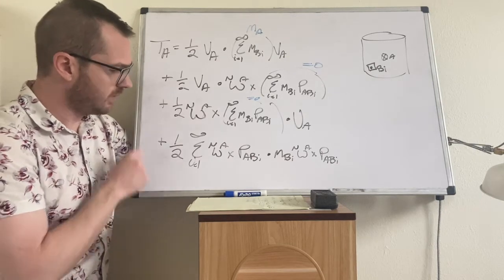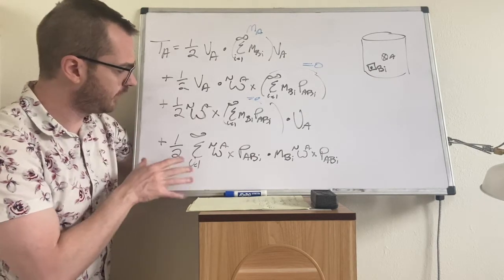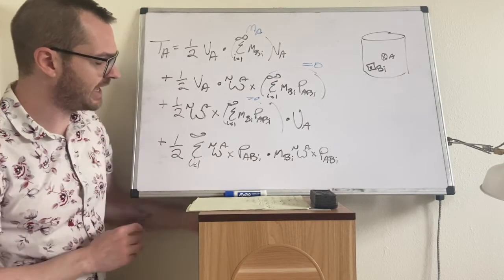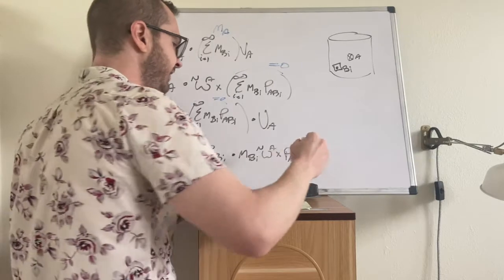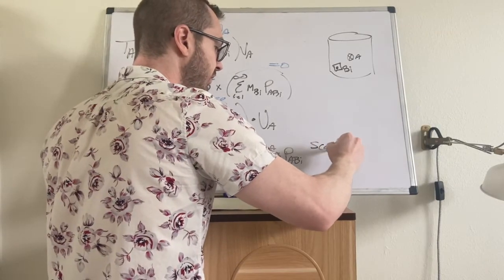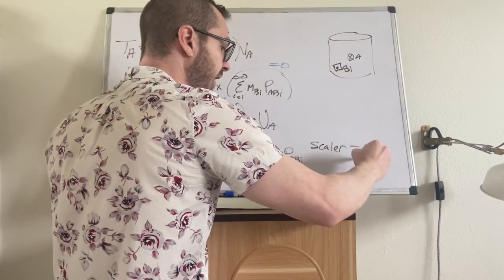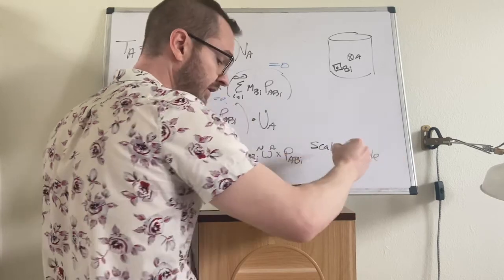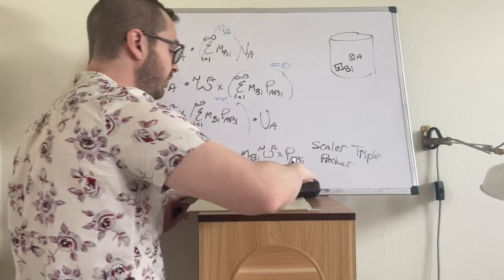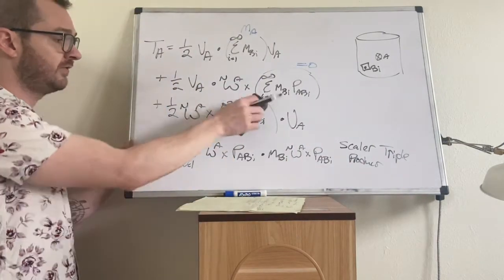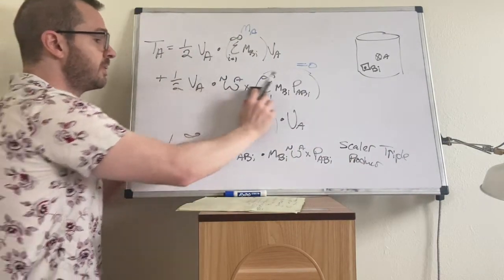Now, what's going on here? This has a name as well. We've seen vector triple products in the past. This is called a scalar triple product. And we have some useful identities for this one as well. So what I'm going to do, I'm going to erase these ones in the middle because we're done with them.